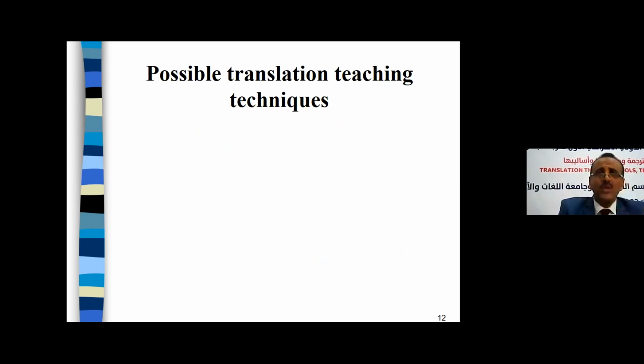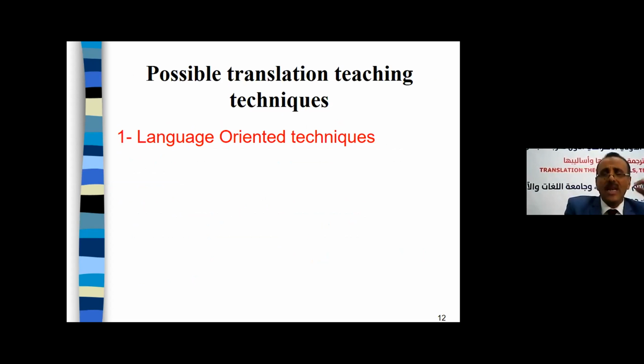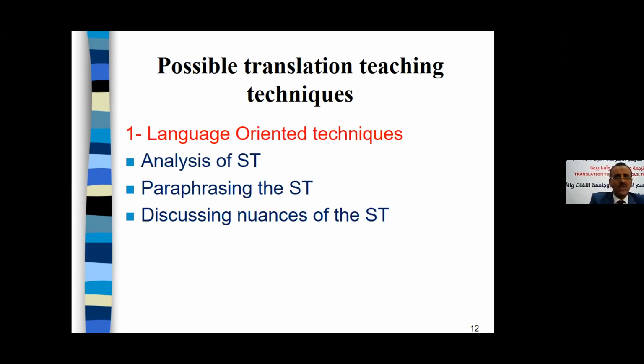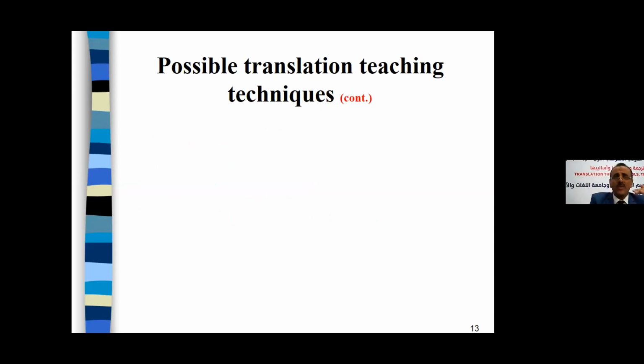So once we have said something about the classroom, let's now move to the possible techniques of teaching translation, and I have made them of three types. Language-oriented techniques, which include analysis of the source text, paraphrasing the source text, discussing nuances of the source text, and negotiating for meaning.